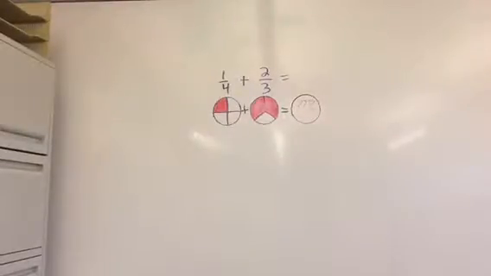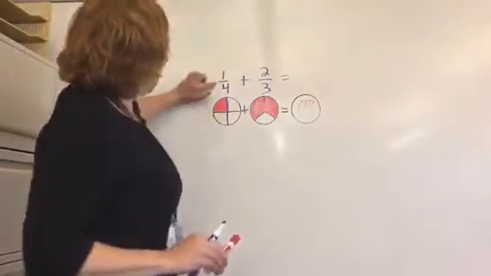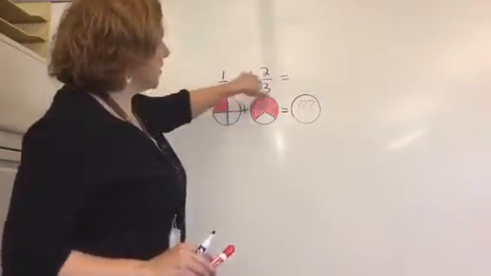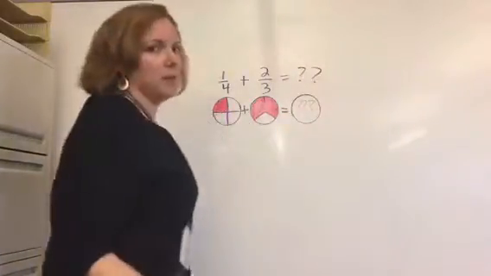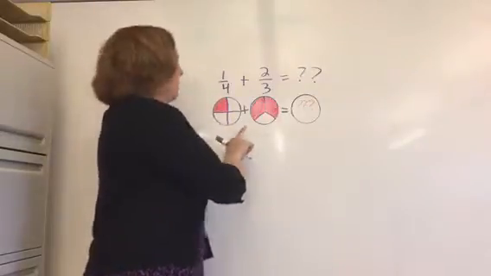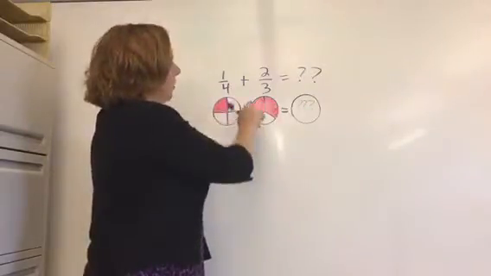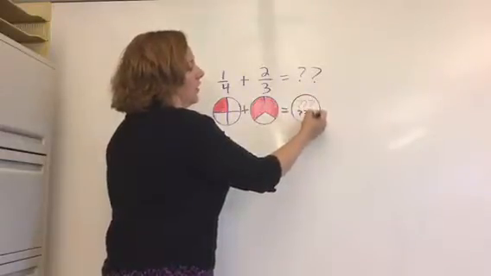We are going to talk about adding and subtracting fractions that do not have common denominators. If you look at the fractions that I have up here already, we have 1/4 plus 2/3 equals question mark. I do not know. I am not sure yet. So if you look, I shaded these pies in for you so you can see the 1/4 plus the 2/3, and we're going to figure out what these question marks are.